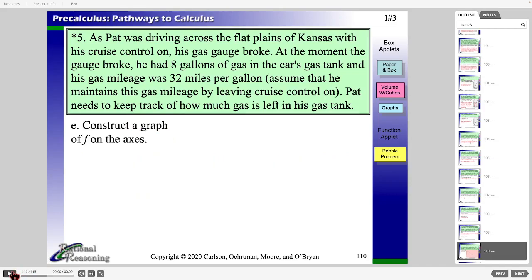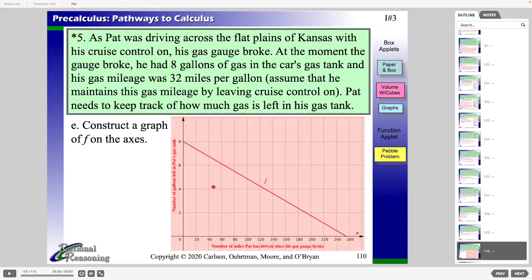Construct a graph. Let's let them do that for us, right? So at 0, he's got 8 gallons. We could do a few calculations. At 32, somewhere here, he'd be at 7. And we knew that at 256, we'd be at 0. So actually, all we need is 2 points, and we know since the rate of change is constant, it's going to be linear.